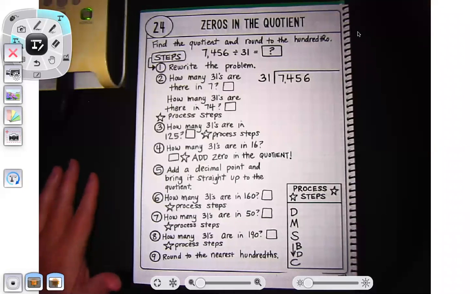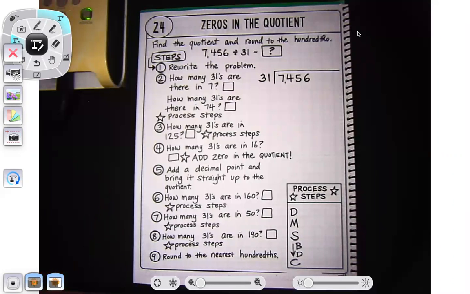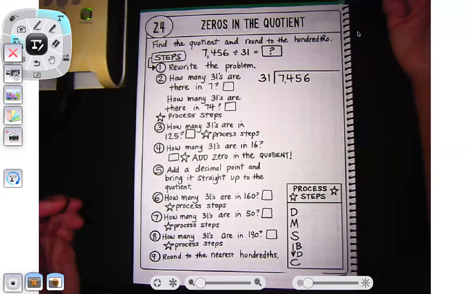Hey y'all, today we're going to look at zeros in the quotient, and we all know that the quotient is an answer to our division problem. So what we are going to do today is look at how to do a division problem when it has a zero. So we're going to go right through the steps here.